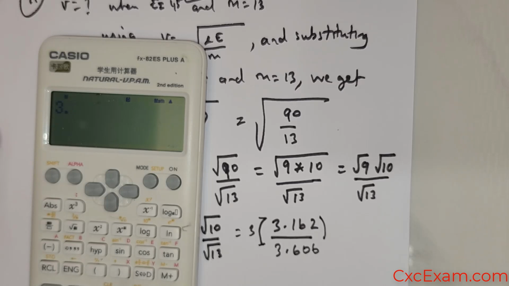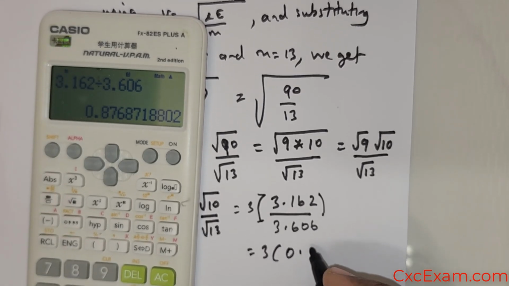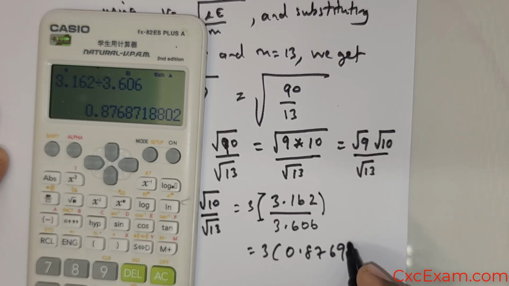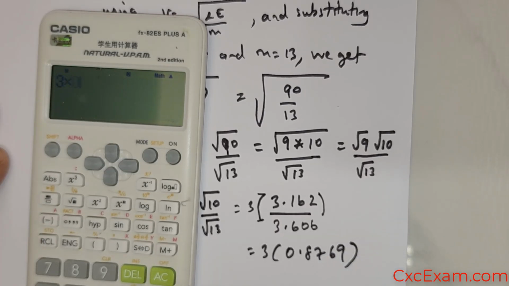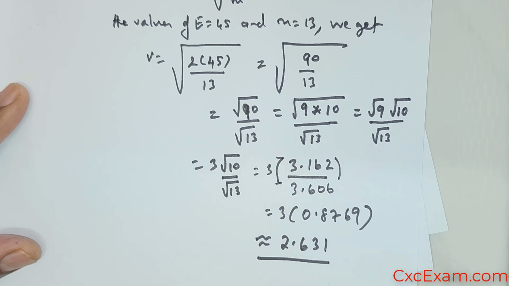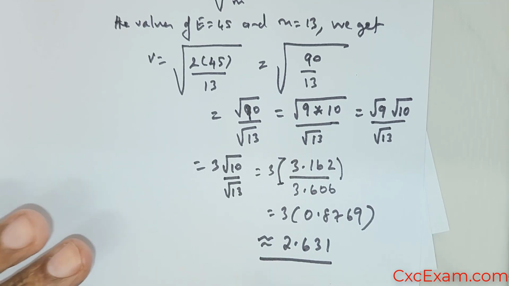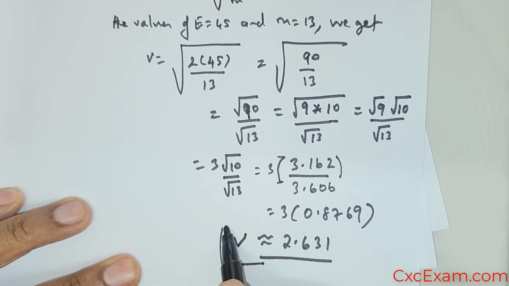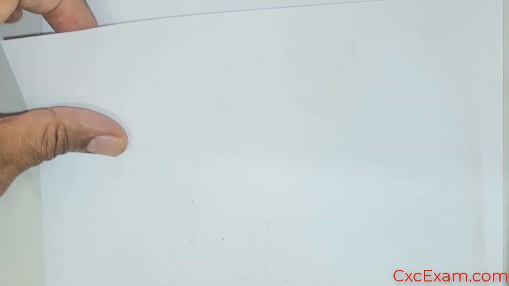Now 3.162 divided by 3.606 gives you this value, 3 multiplied with 0.8769. I'm taking it like this. So 3 multiplied with 0.8769 is giving you a value of 2.631. So students, in this question we have successfully evaluated the value of V. So having got that, let's move on to the next question.